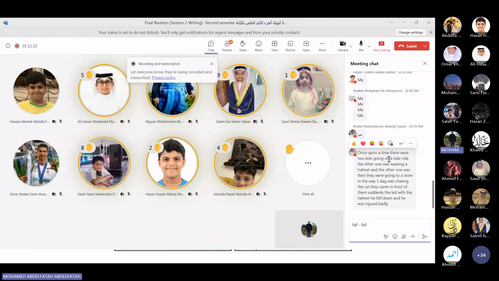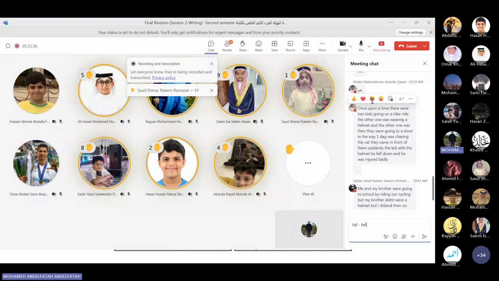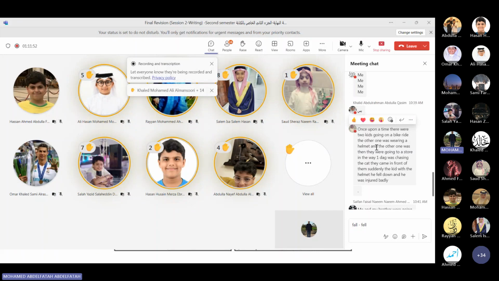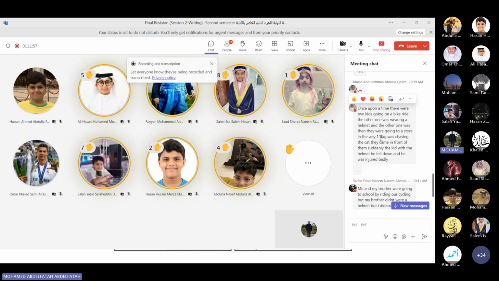Saud, for this type of pictures, use last weekend, on Friday, yesterday, okay? We use once upon a time for stories like that happening between a fox and a lion in the forest, okay? For imaginary stories. But anyway, good. Let's read from Saud's. Once upon a time, there were two kids going on a bike ride, bravo. The other one was wearing a helmet or putting on a helmet, bravo. And then they were going to a store on their way, not in the way, on their way.